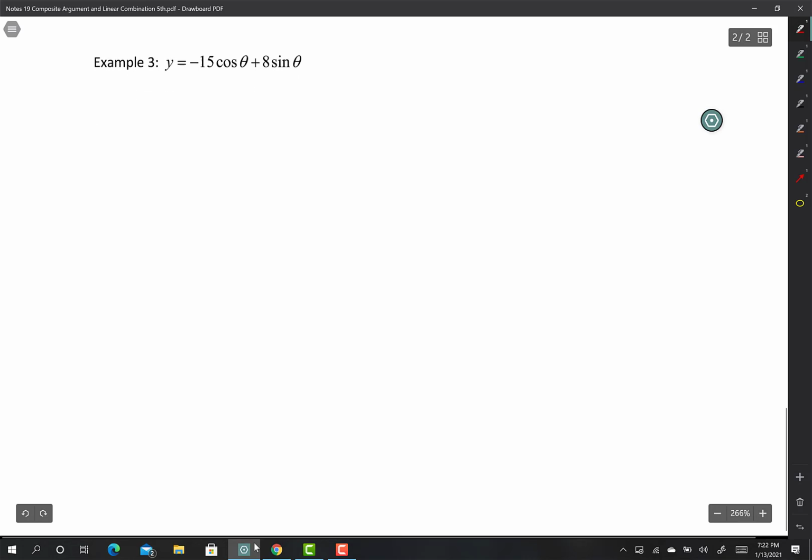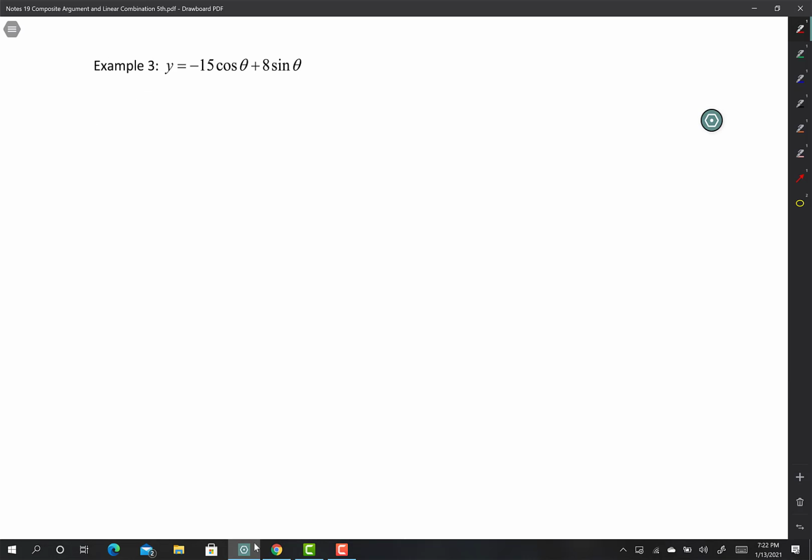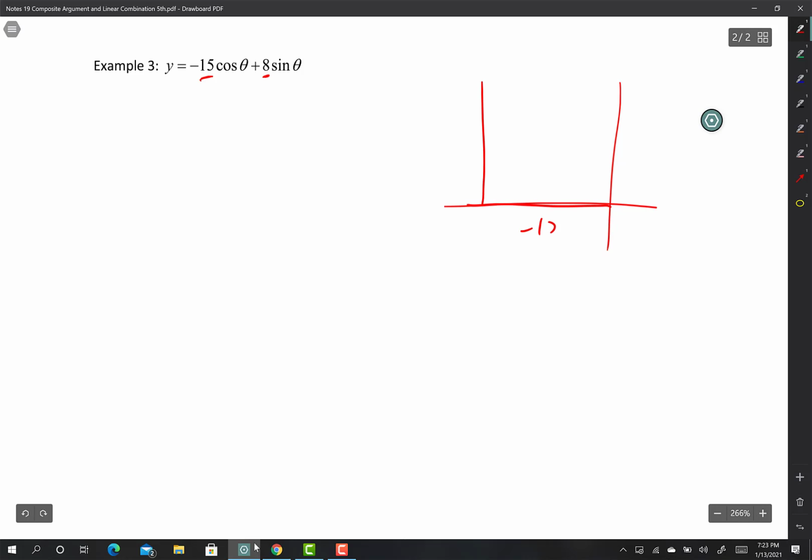So here we go with this one, guys. Same deal. Negative 15 is in front of the cosine, so I'm going to draw a horizontal displacement. And then 8 is in front of the sine, so I'm going to do a vertical displacement. So I'm going to say this is negative 15 here. And I'm going to call this 8. It doesn't have to be perfect. And then I'm going to connect it. So this is my amplitude for my cosine with a single phase displacement. And this is the angle D.